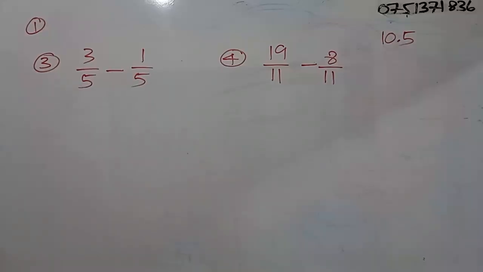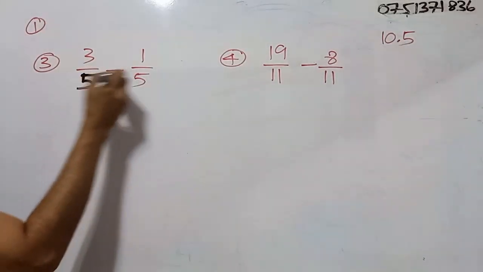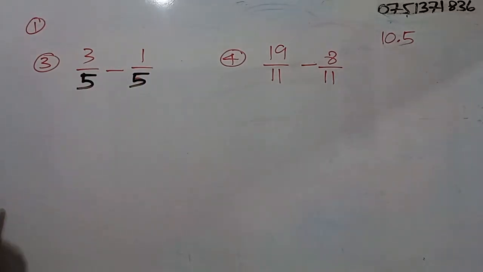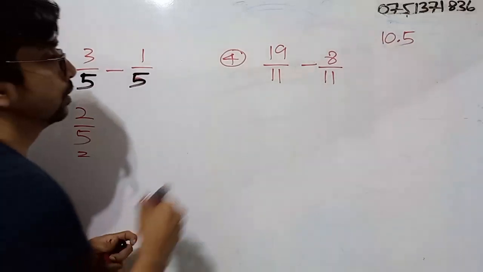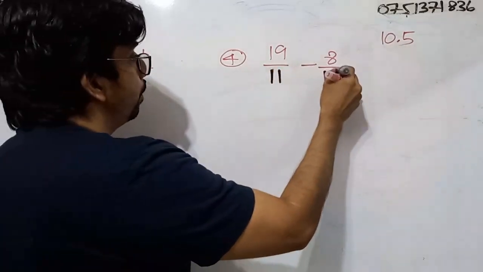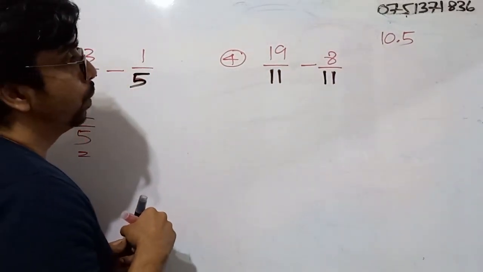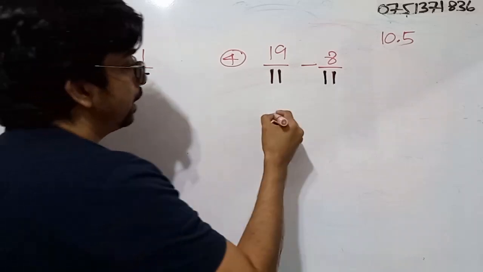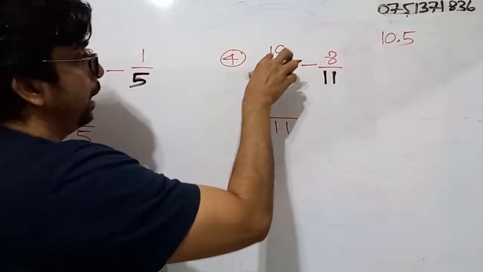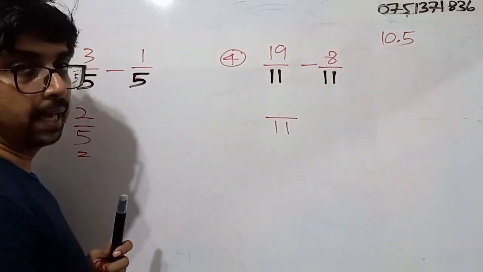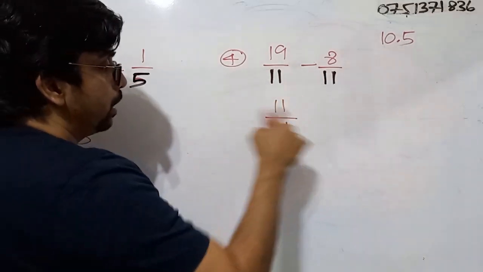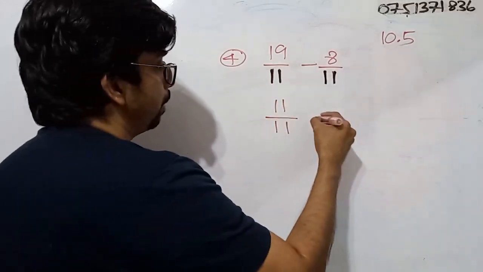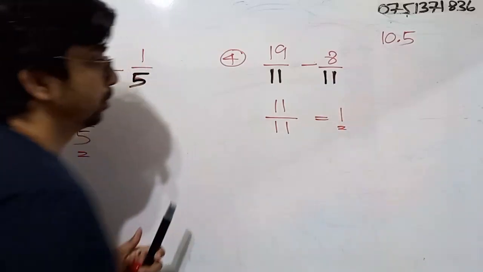We have two fractions where the denominators are equal. So what will be the answer? 2 by 5. Fourth one, two fractions where the denominators are equal. So the denominator of the answer will be 11. 19 minus 8, what is that? 11. So the numerator and the denominator are both the same. That means this is equal to 1.